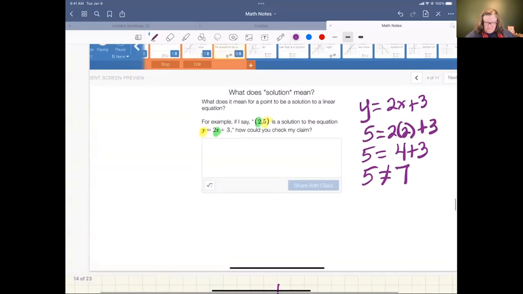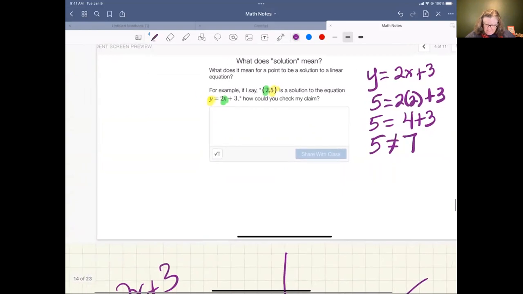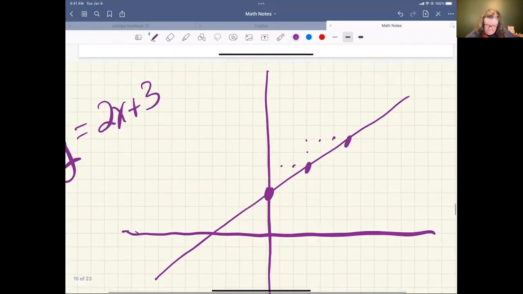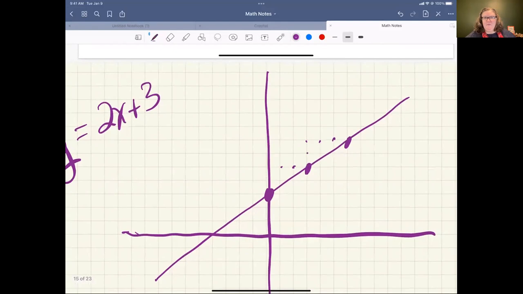And I want to see if (2, 5) is on the line. That's my bad memory. I can't even remember what numbers we're looking at. Well, this is 2, comma 5. This is the point, and it is not on the line. So it is not a solution.